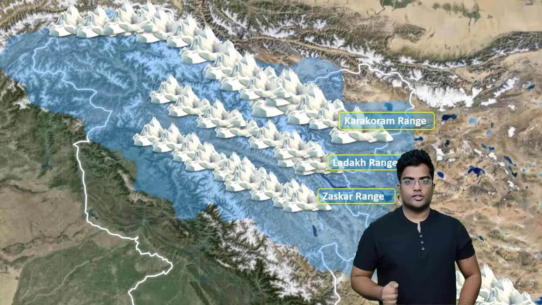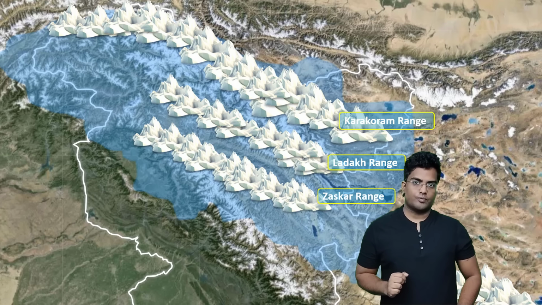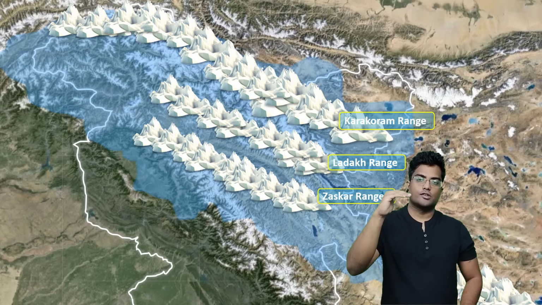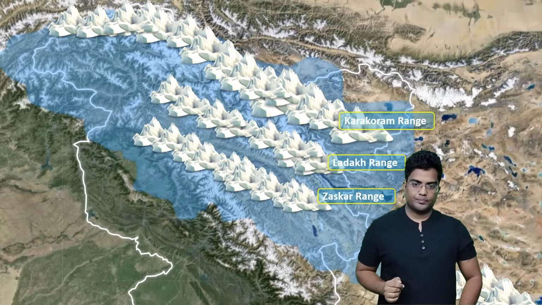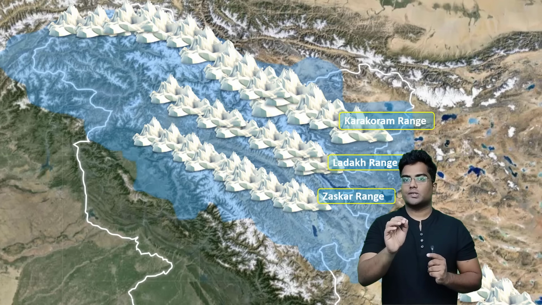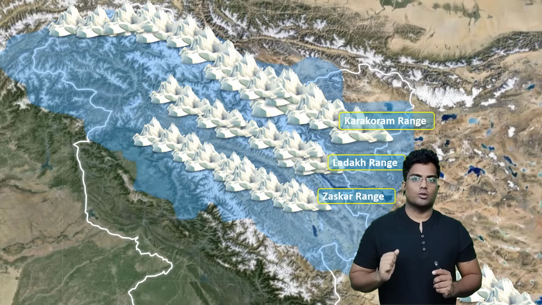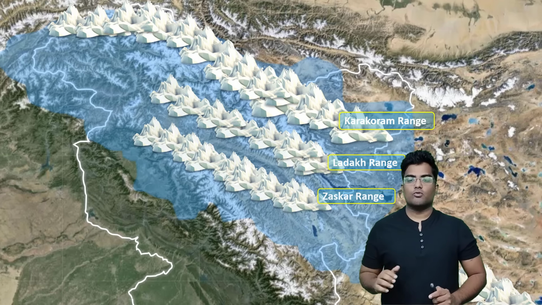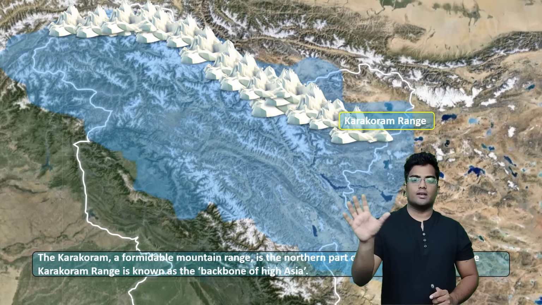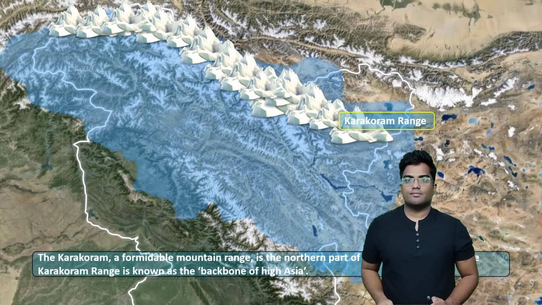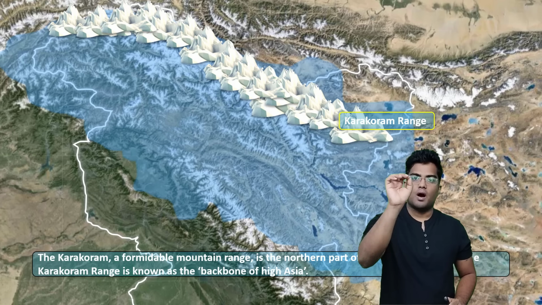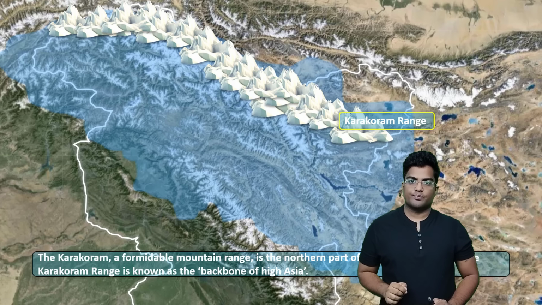And then you have the Kailash Range. All four. Okay, that's how the division of trans-Himalayas is done. Now we are only interested in this part, that is the Karakoram Range. So let's remove all of them. Okay, so this is the Karakoram Range, the northernmost part of the trans-Himalayas.